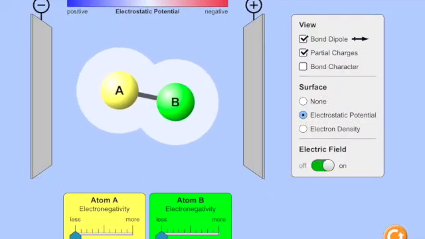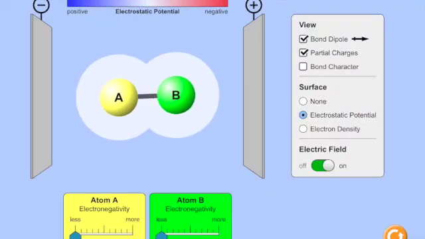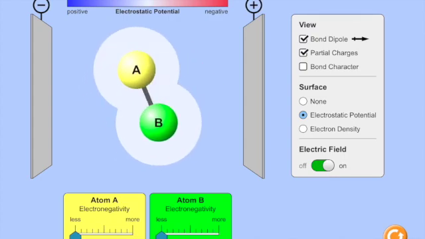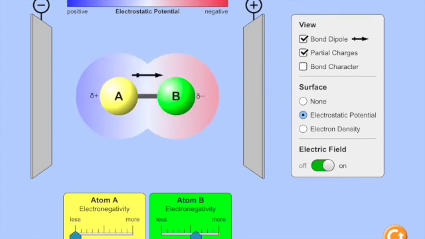So here I have a completely nonpolar molecule in an electric field, and nothing's going on. That's my evidence that it's nonpolar. But let's increase the electronegativity of B. So now we see some things happen.